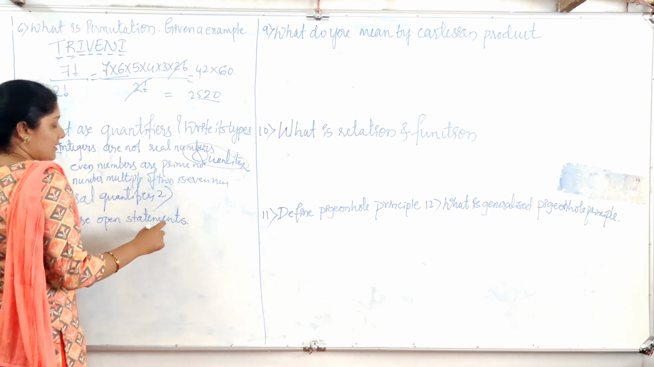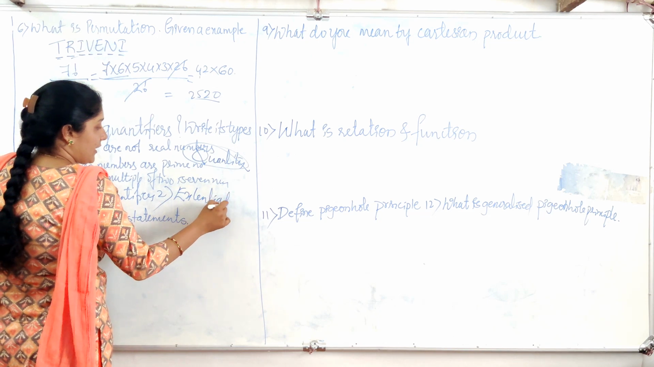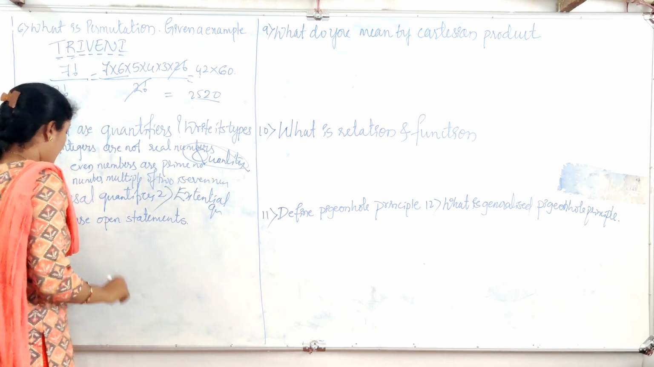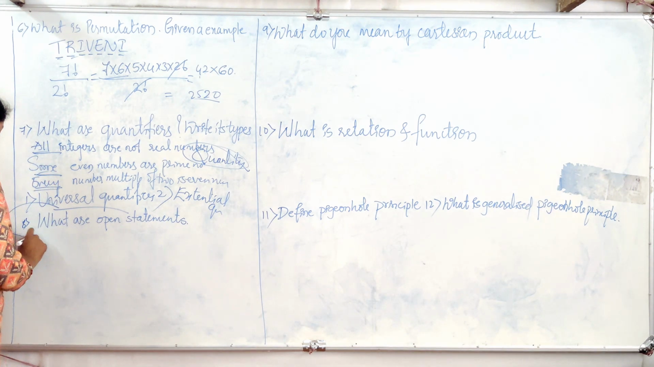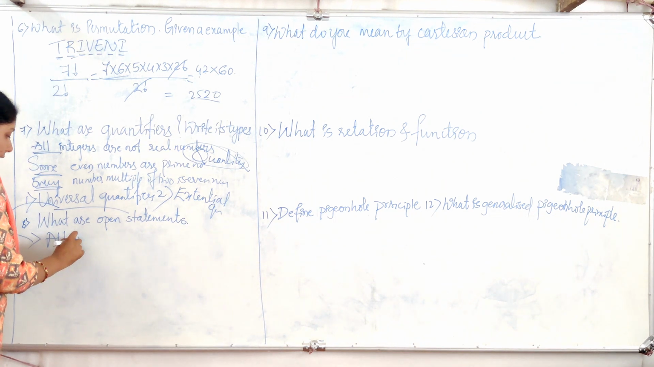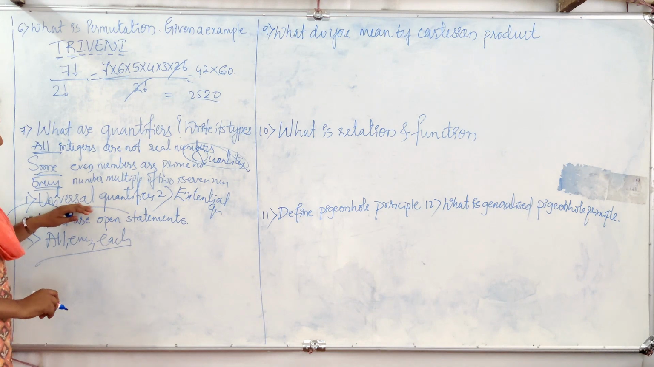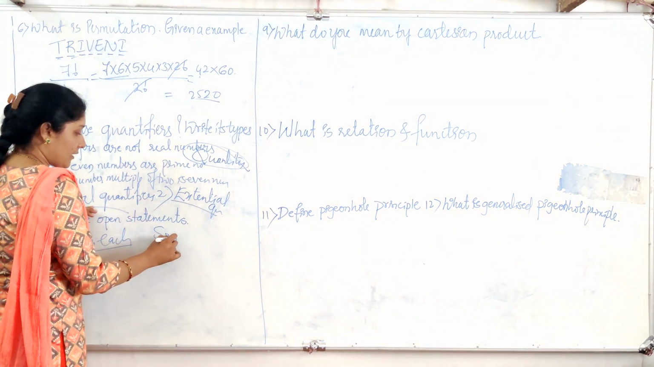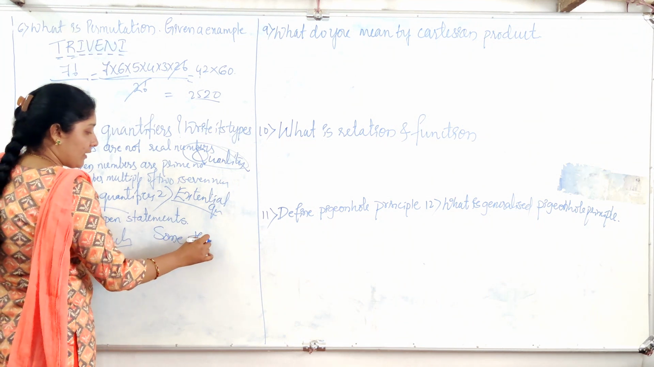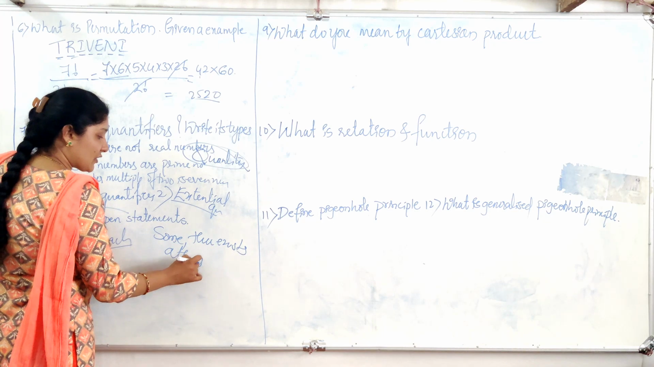And another one is existential quantifier. So universal means all, every, each. So these are called universal. Existential means what? Some, there exists, at least, such words.